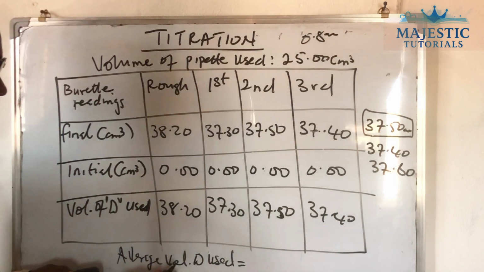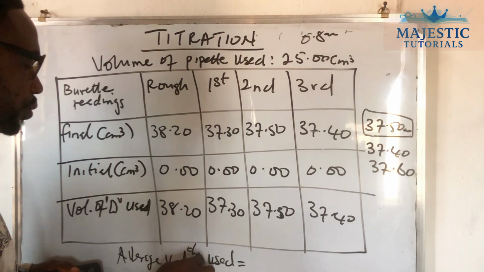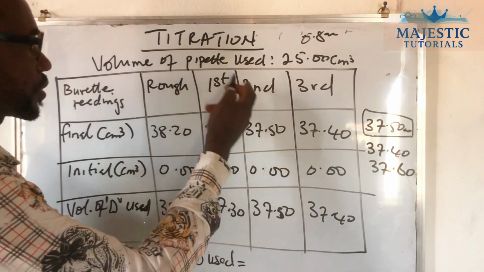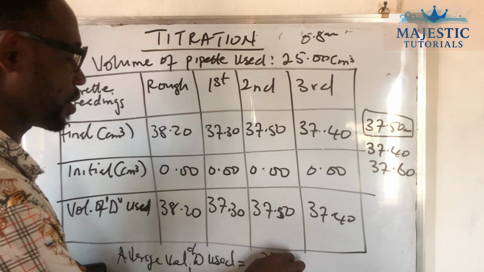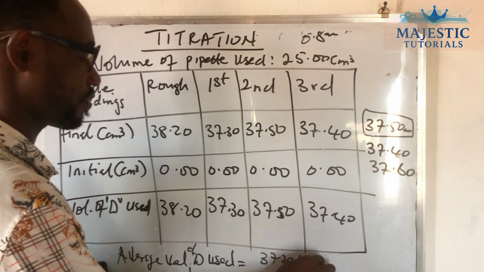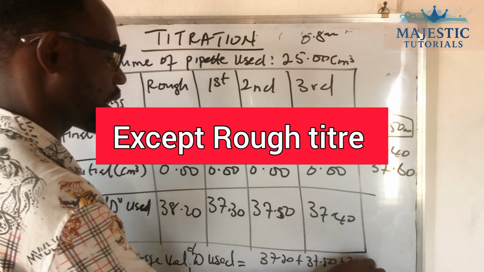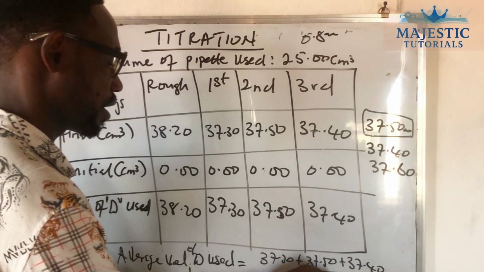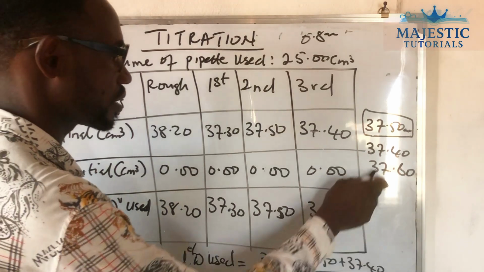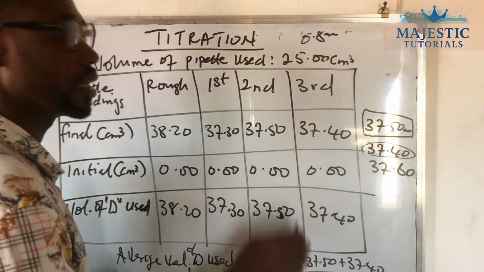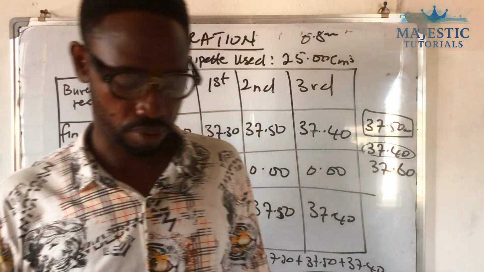So when you say average volume of D used, you tell the examiner first plus second plus third, divide by 3, or you can go on by saying 37.30 plus 37.50. I'm using all of them because they all are concordant. Divide by 3. I bet you if you add this, add this, add this, and divide by 3, you will still get this number I want in my mind. So that's how to manipulate your titration table.